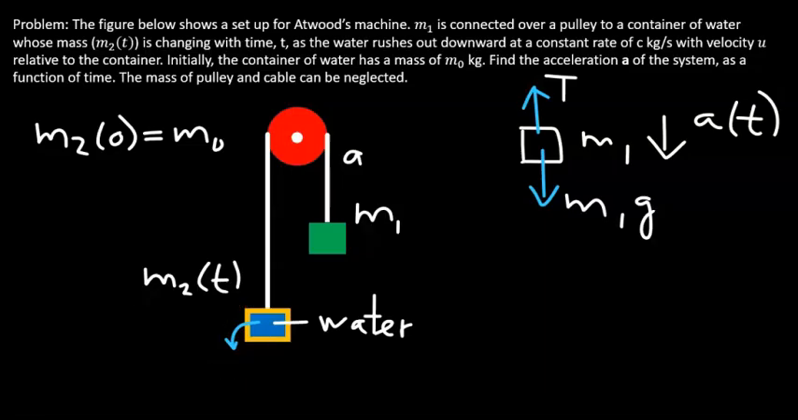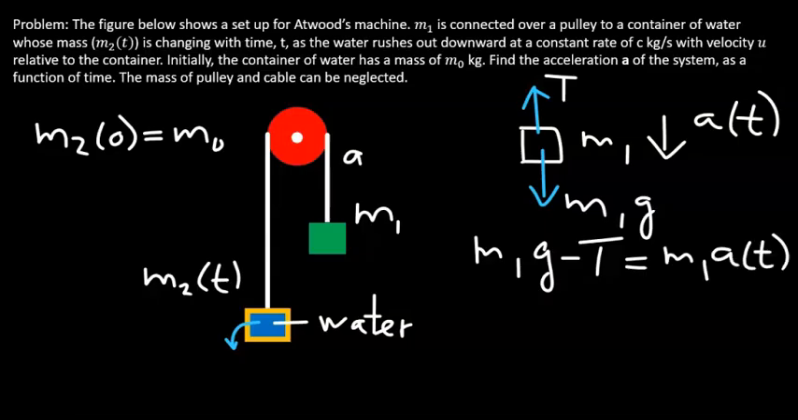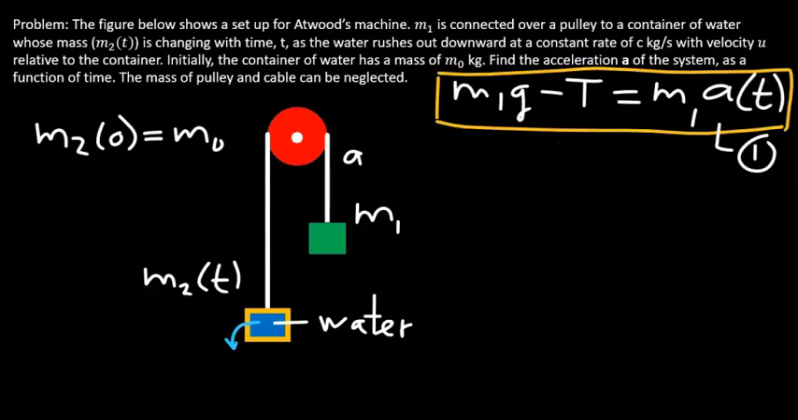Applying Newton's second law to m1, we get m1g minus T, which is the net force acting on m1, equals its mass m1 times acceleration a(t). So let's call this equation 1. Let's write down that equation 1 and put it in a box for later use.